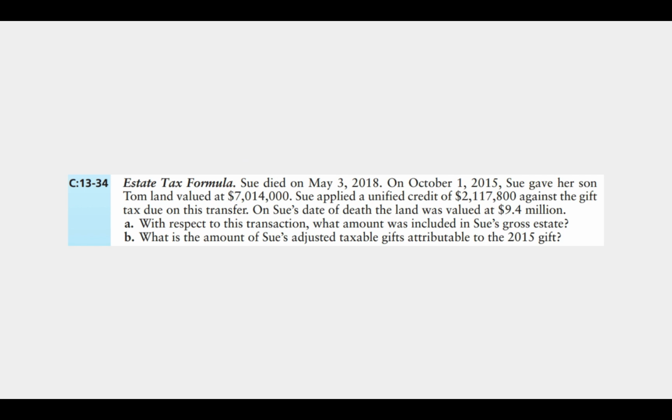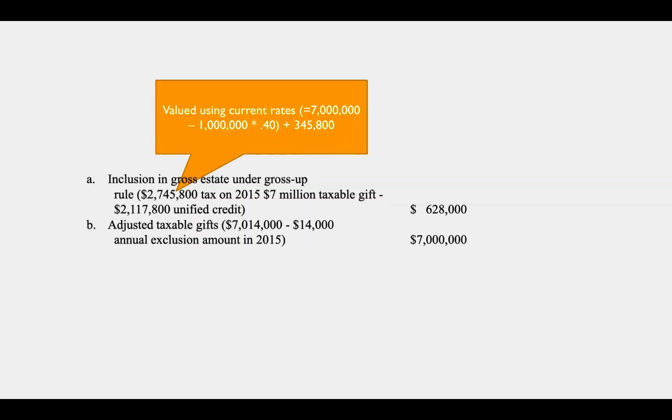B, what's the amount of Sue's adjusted taxable gifts attributable to the 2015 gift? And what that means, remember, is the value of the gift minus the annual gift tax exclusion in effect in the year of gift, which in 2015 was $14,000. So that's how we arrived at that $7 million adjusted taxable gift value.